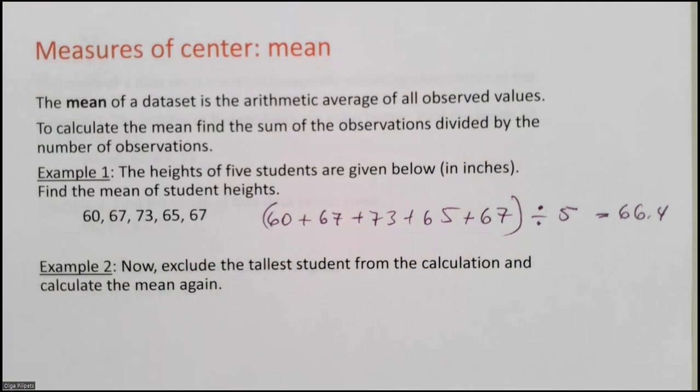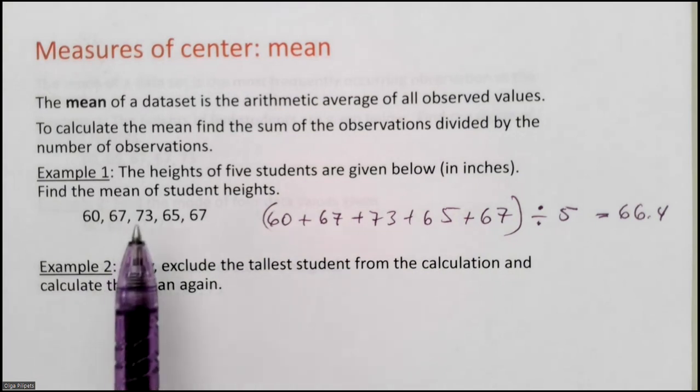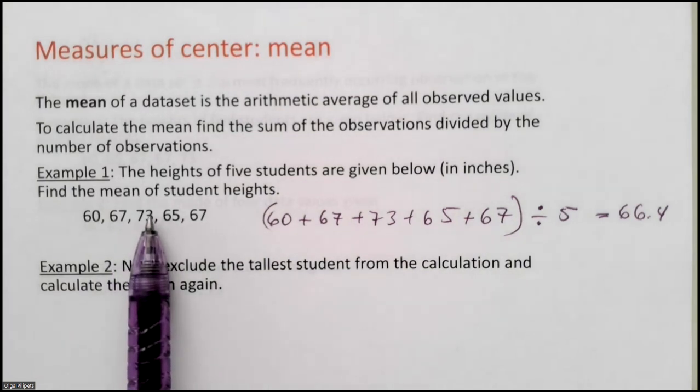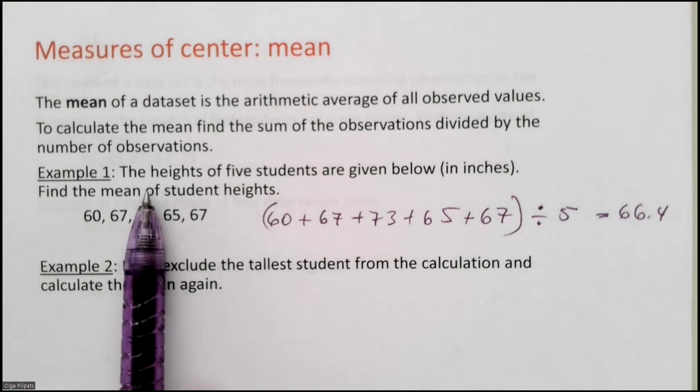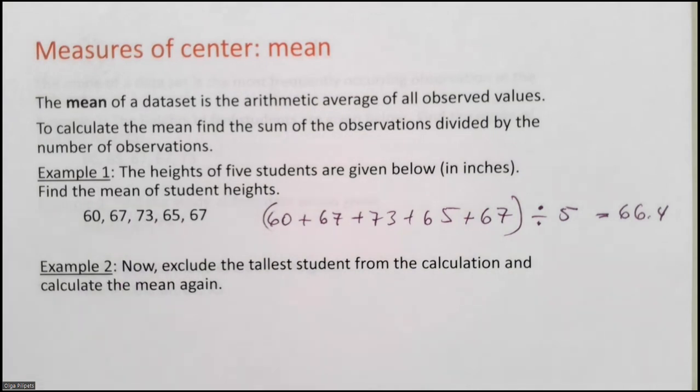So example number 2: now exclude the tallest student from the calculation and calculate the mean again. I want you to do this exercise by yourself. So you're excluding 73. Now you have only 4 values. What is your mean? Let me know.